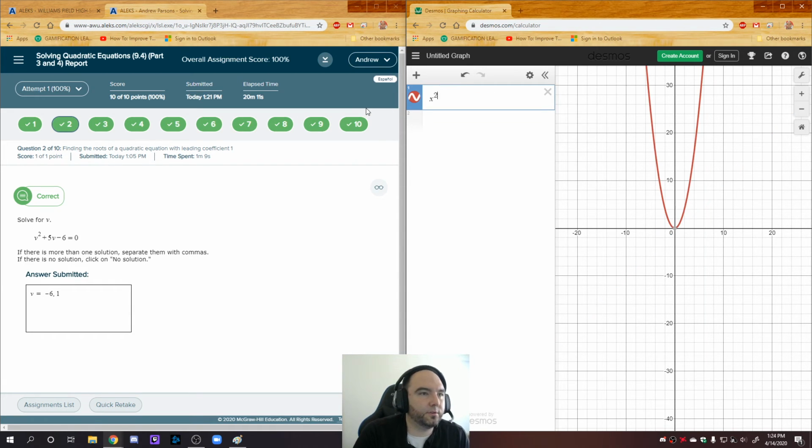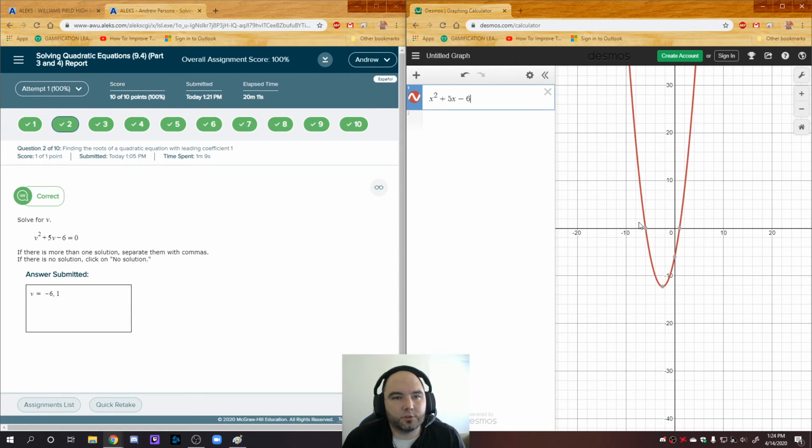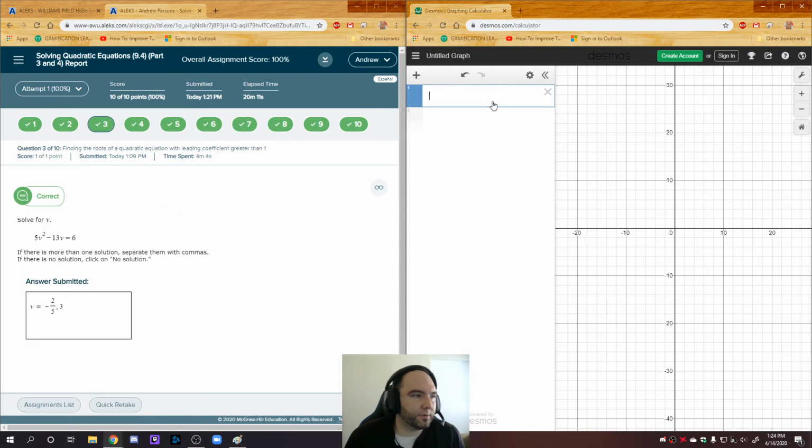Here, let me show you number 2. X squared, 5x minus 6. Oh, would you look at this? We got -6 and 1. Notice it crosses other places. Don't mind the y-intercept, and you don't have to mind the vertex. We just care about where it crosses the x-axis. Those are the solutions.